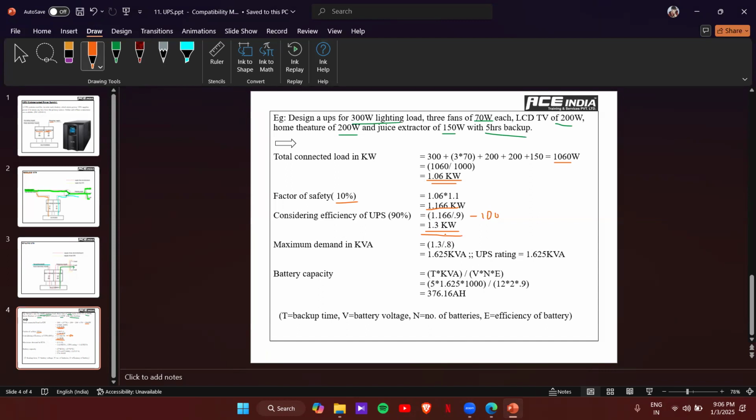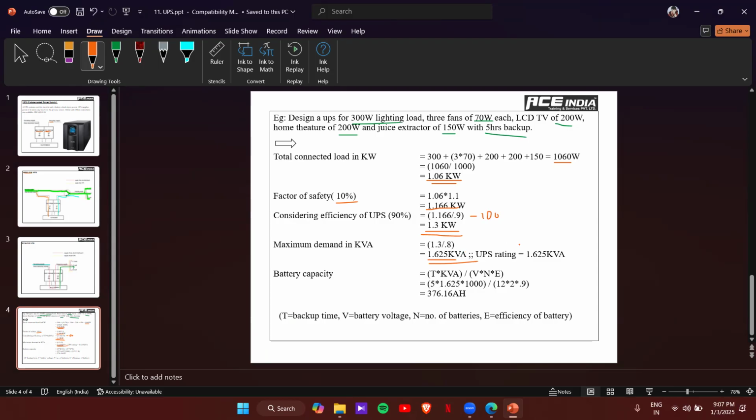Okay. After that, we can get to the UPS rating, and UPS ratings are available in kVA. That means we have to convert this kilowatt to kVA. So we already have the equation, that is maximum demand equals total load divided by diversity factor into power factor. And one more thing, here it will be a constant condition in case of backup. So 1.3 divided by 0.8, you will have 1.625 kVA.